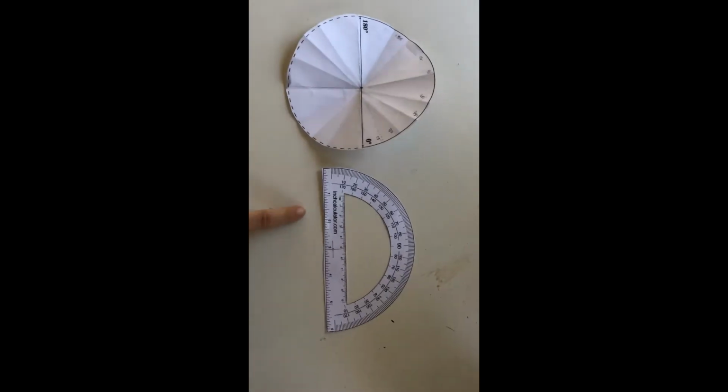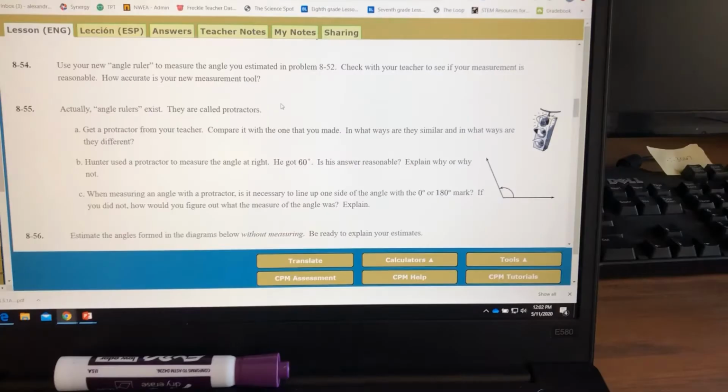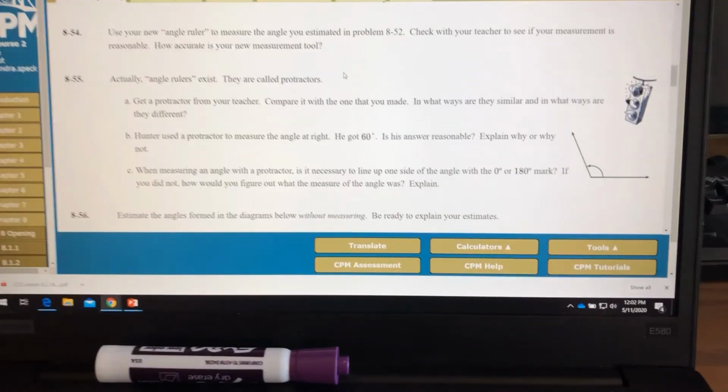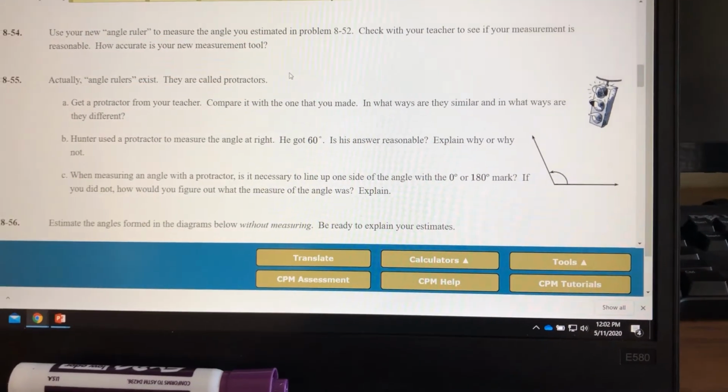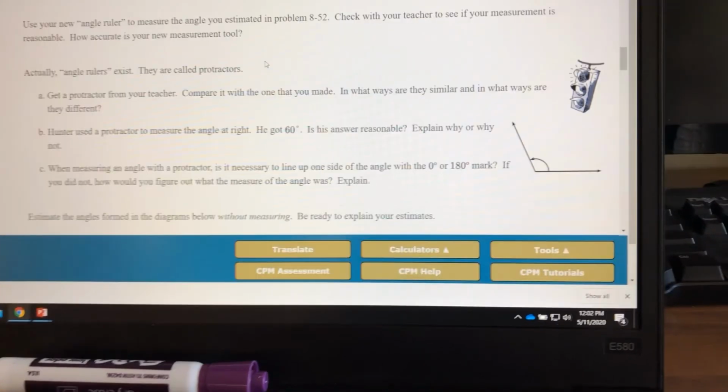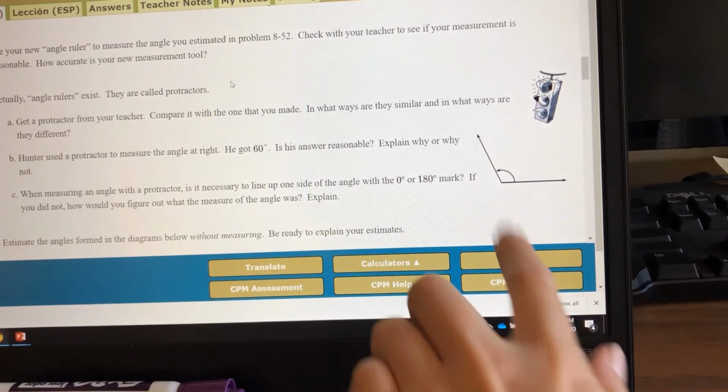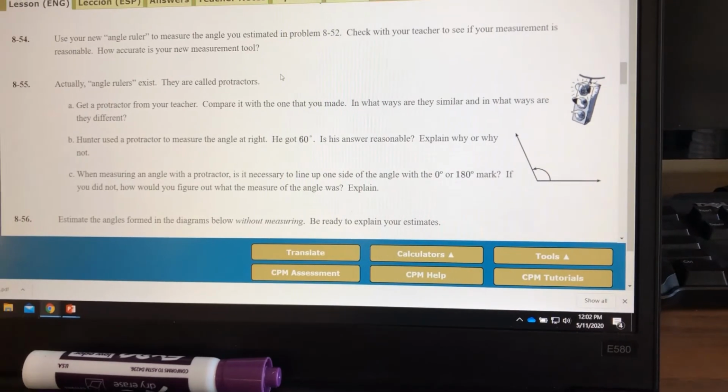And there's also a nice little ruler attached to it. All right, so now it's saying for 855B, Hunter needs a protractor to measure the angle at right. He got 60 degrees, so this angle right here. Is the answer reasonable, and explain why or why not?